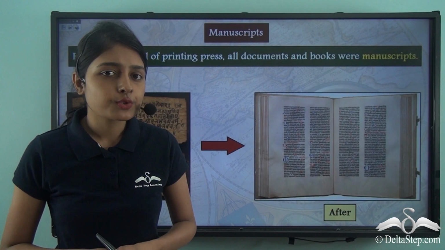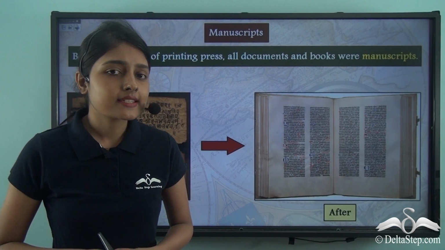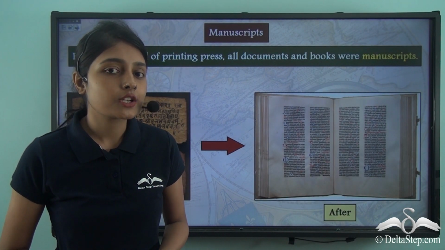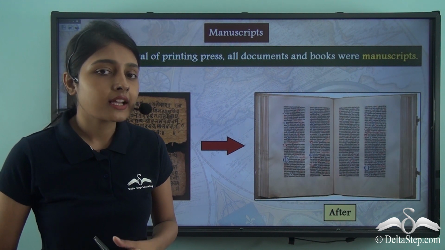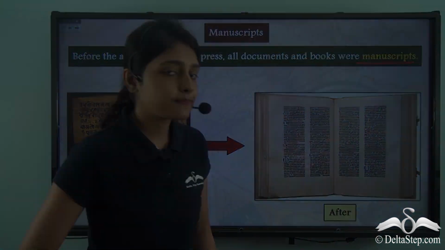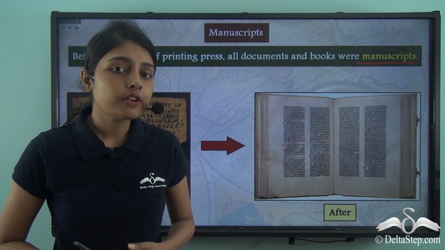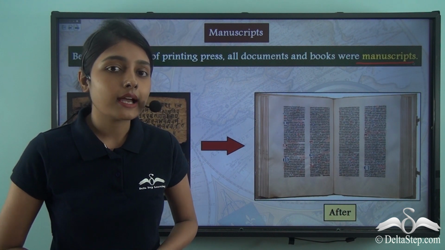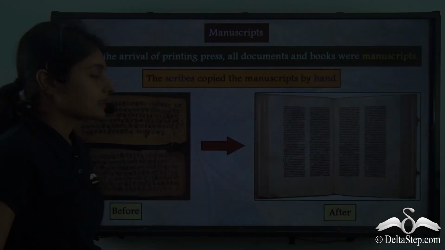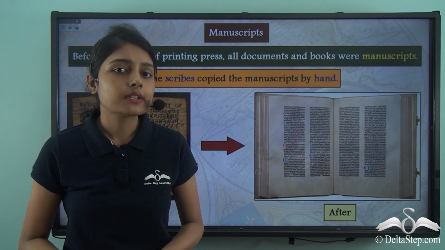You will be surprised to know that this is something that used to happen in medieval times. During this time, printing technology had not developed, which is why the writers used to write everything by hand, and these books and different kinds of documents that were written by hand were known as manuscripts. So what are manuscripts? A manuscript is any book or any written document that is written by hand.